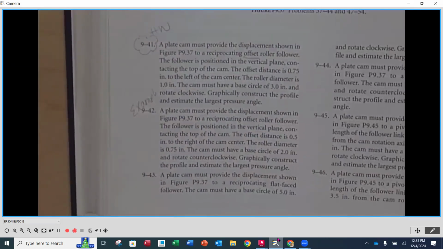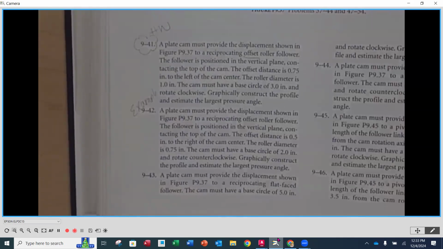Okay, this is going to be another plate cam. The displacement diagram is going to be directly above the same set of information that we used on the previous one. You'll be using that same set of information for both of your example problems. Now, the follower is to be positioned in the vertical plane, so straight up, just like we had it, contacting the top of the cam.